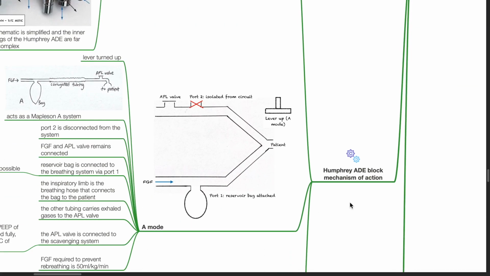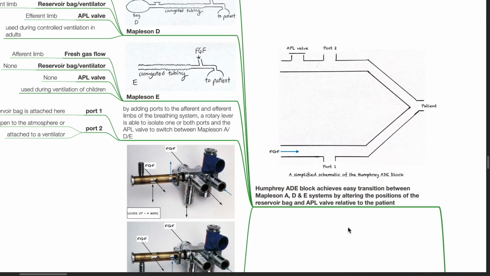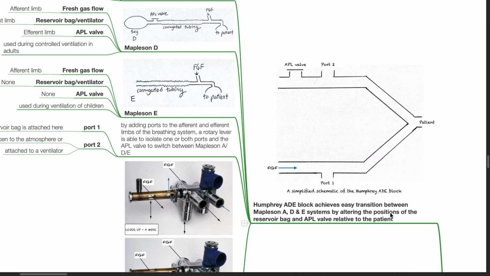Mechanism of action of the Humphrey ADE block. The Humphrey ADE block achieves easy transition between the Mapleson A, D, and E systems by altering the positions of the reservoir bag and APL valve relative to the patient.